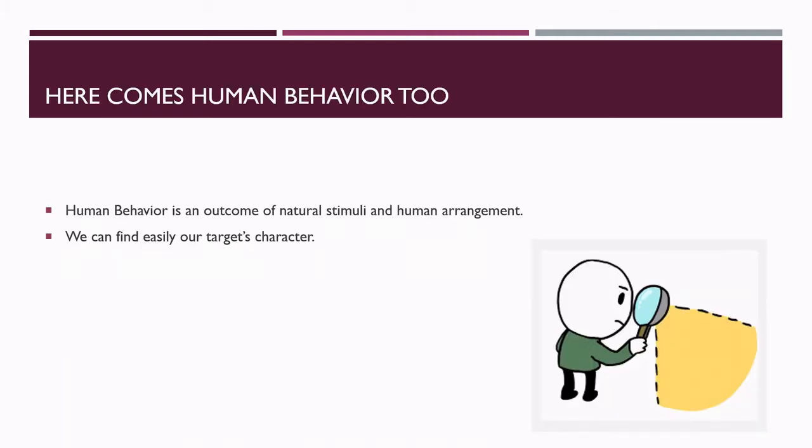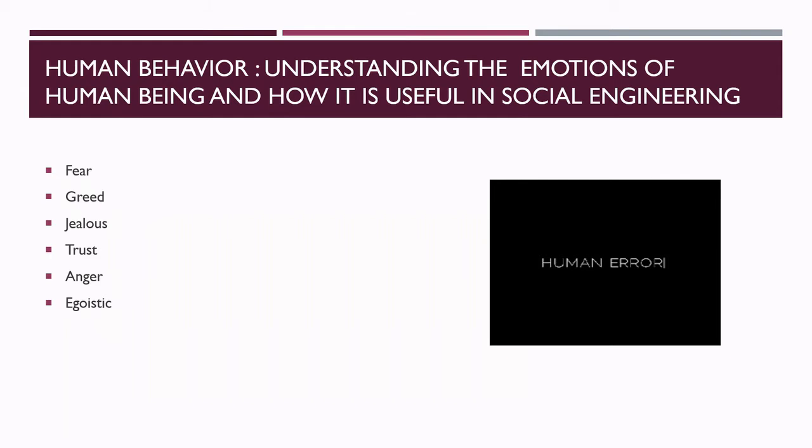Here comes human behavior too. We have to learn about human behavior. Human behavior is an outcome of natural stimuli and human arrangements. So we can easily find our target's character, how they are, what their personality is, right? So it can be easy for us to manipulate them. Yeah, so we have to learn about it.